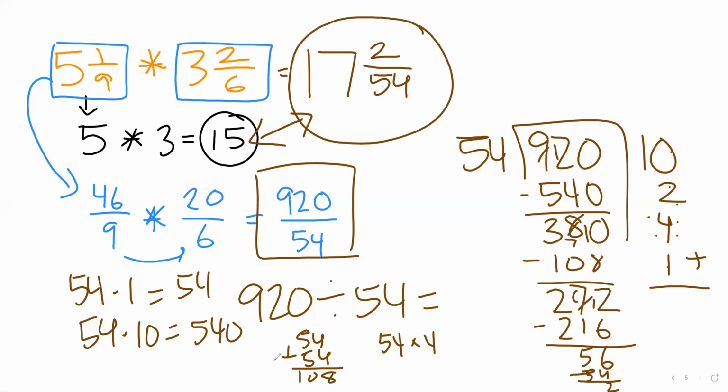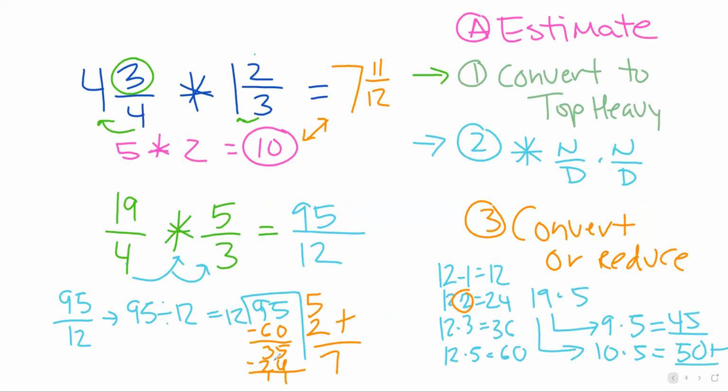Again, look at that. Very reasonable. So with that, let's bring this to an end. I'm going to go back so we can remember our steps and look at them. First, make sure that we estimate. Then we convert to top-heavy fractions. Then we multiply our numerators by our numerators and our denominators by our denominators. And then we convert or reduce if needed.